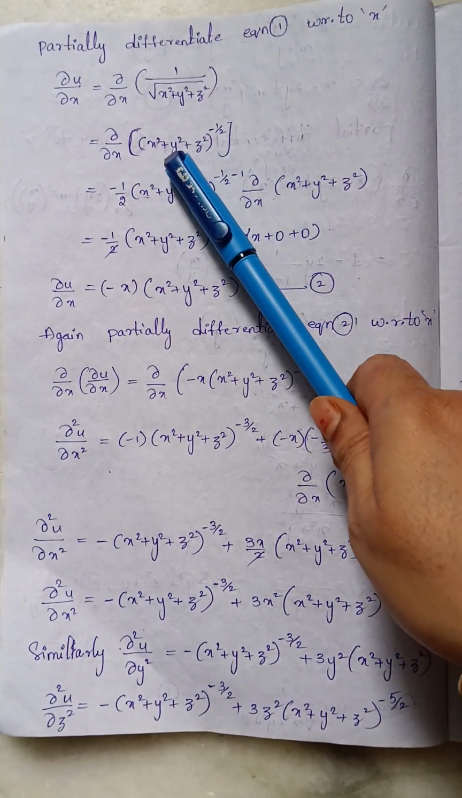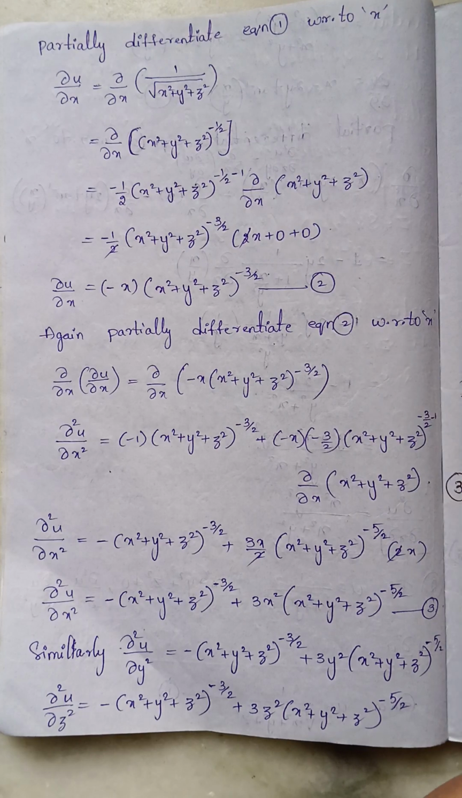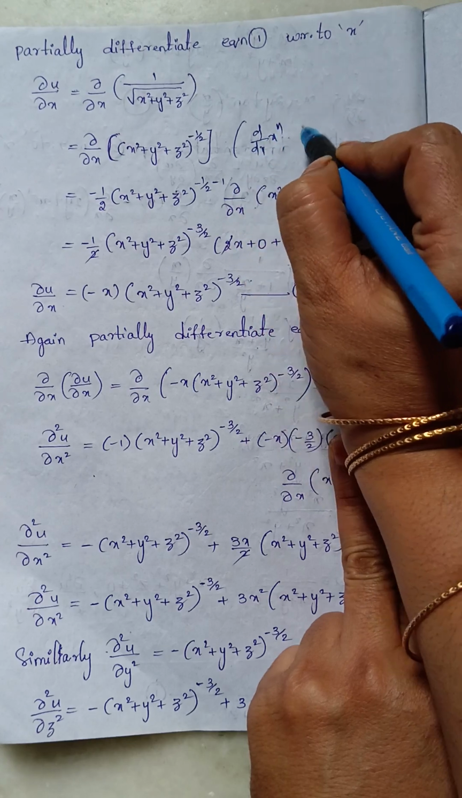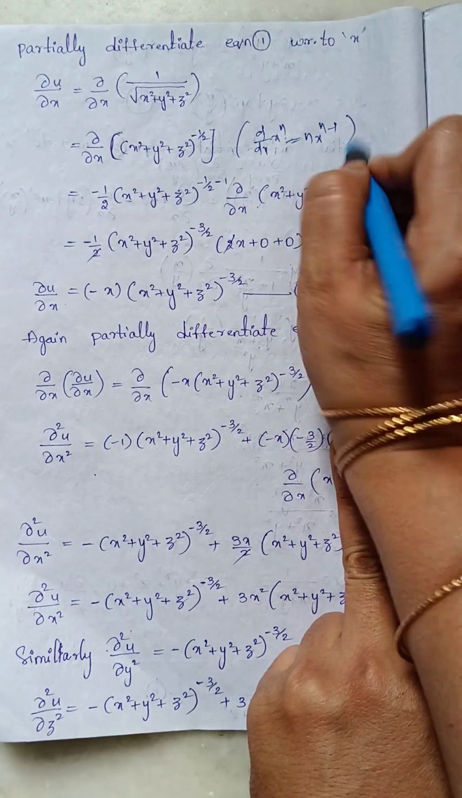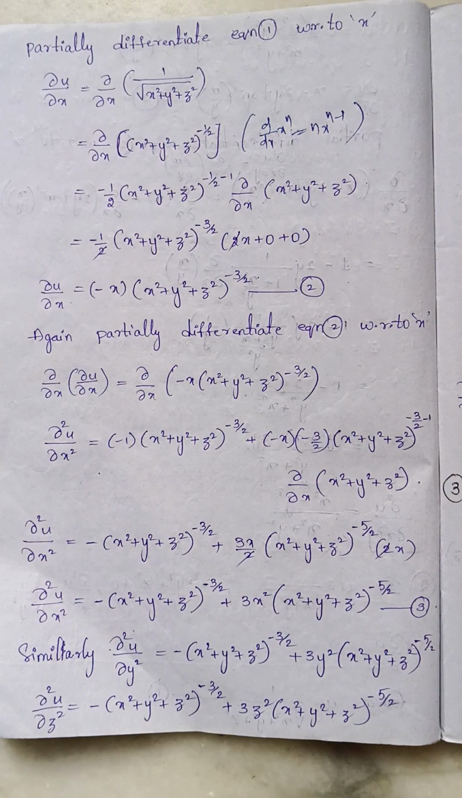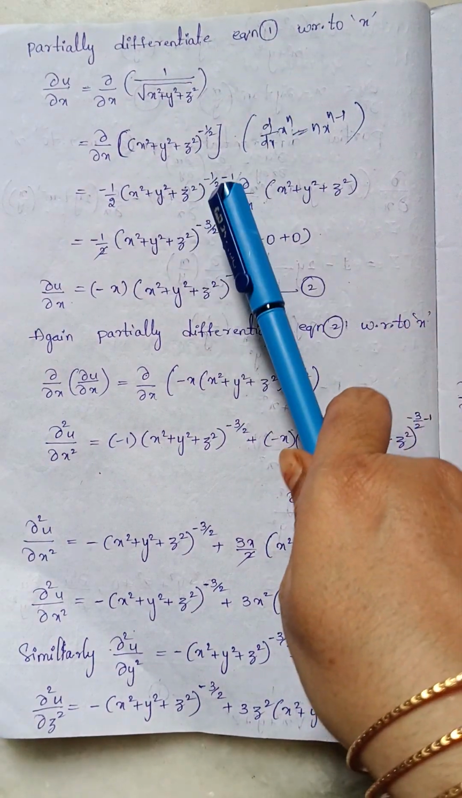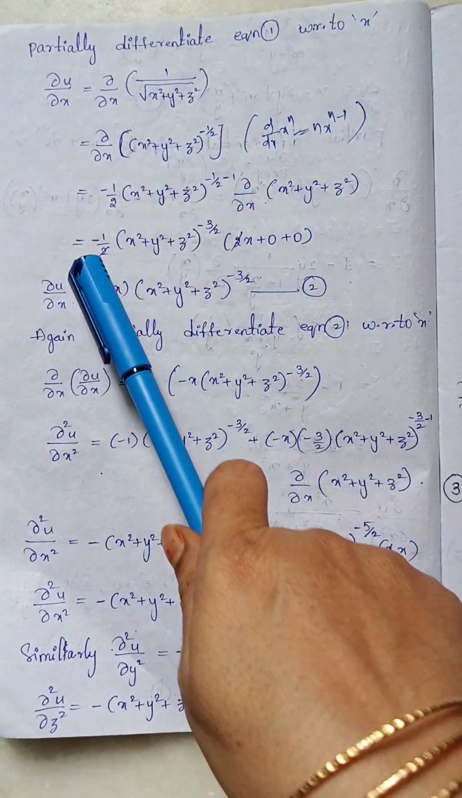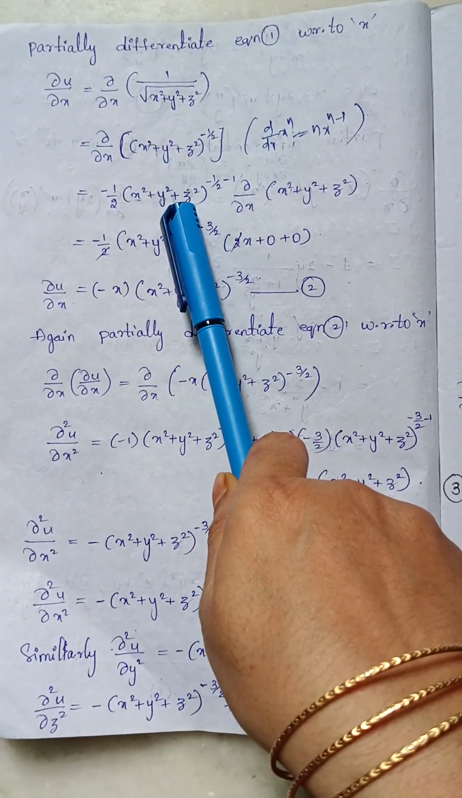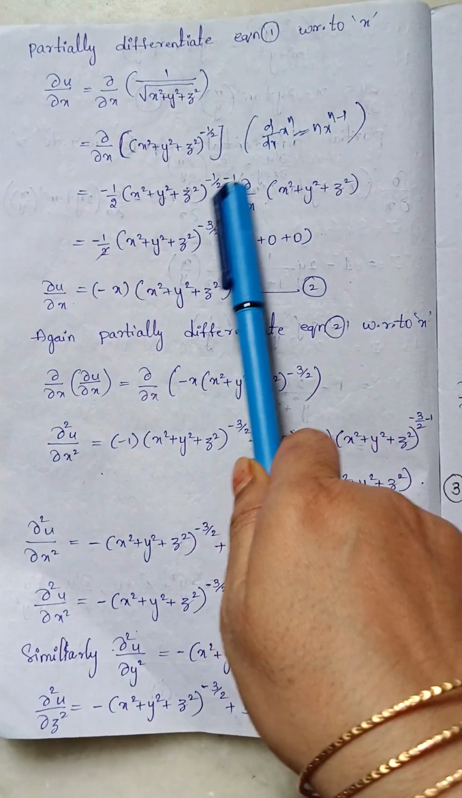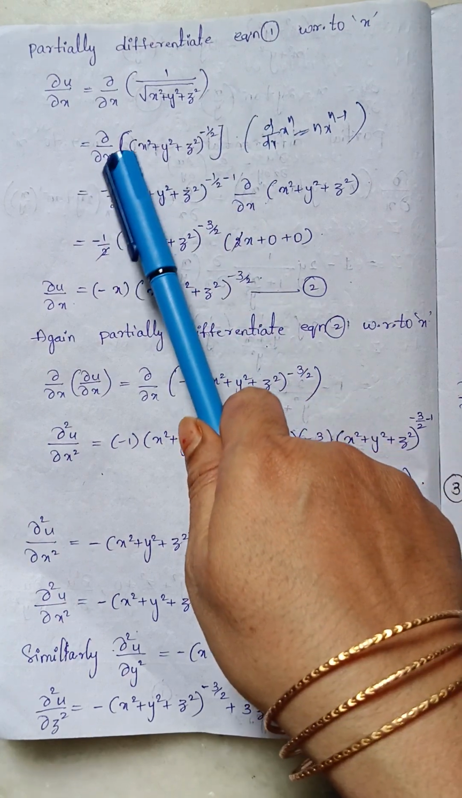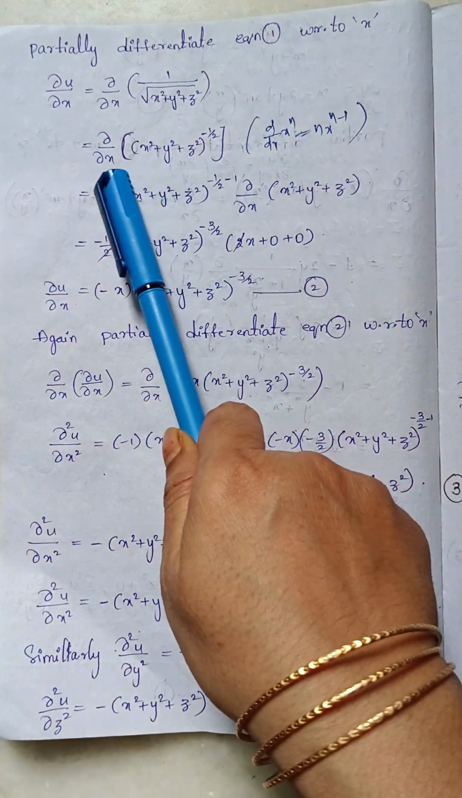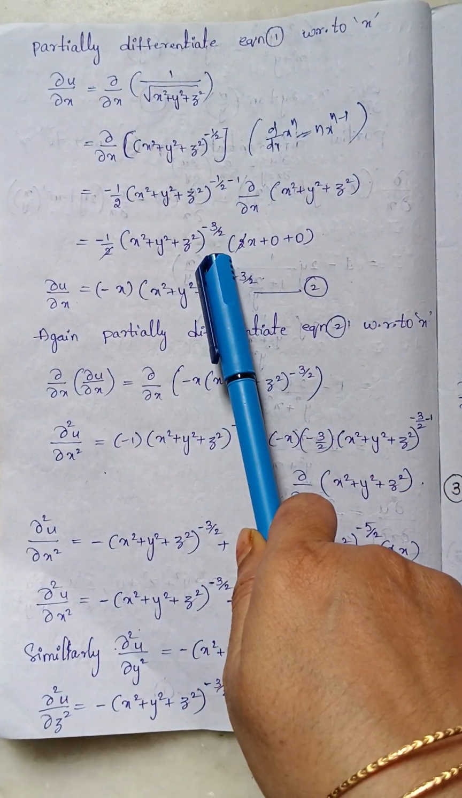So it is in the form like x power n. We know the formula: the derivative of x power n is n into x power n minus 1, right? With respect to x we are differentiating, so y and z are constants, that we need to remember. So n into, what is n here? Minus 1 by 2, into x power n minus 1, that is minus 1 by 2 minus 1. Now instead of x, this total function is there. Again differentiate that term with respect to x, and take this as it is. Minus 1 by 2 minus 1 is minus 3 by 2.